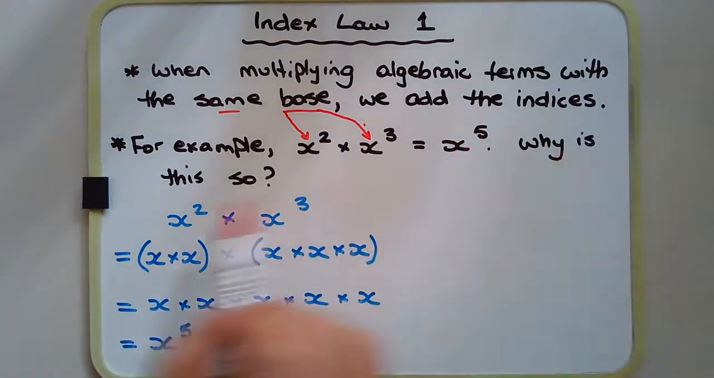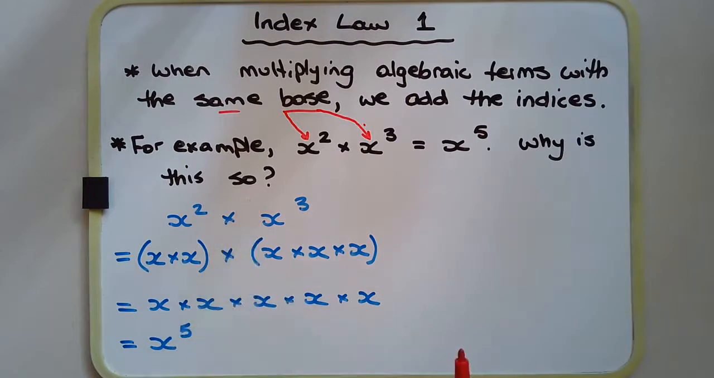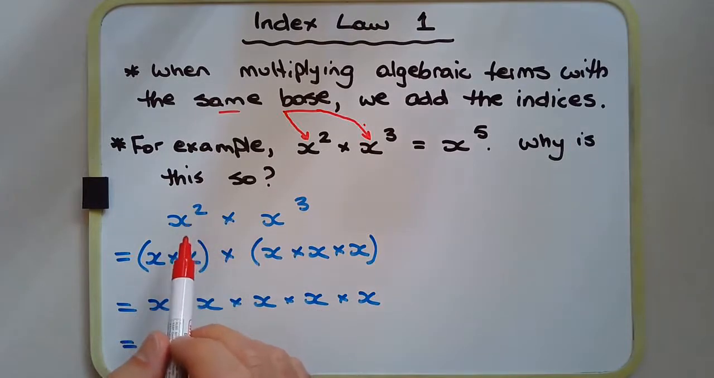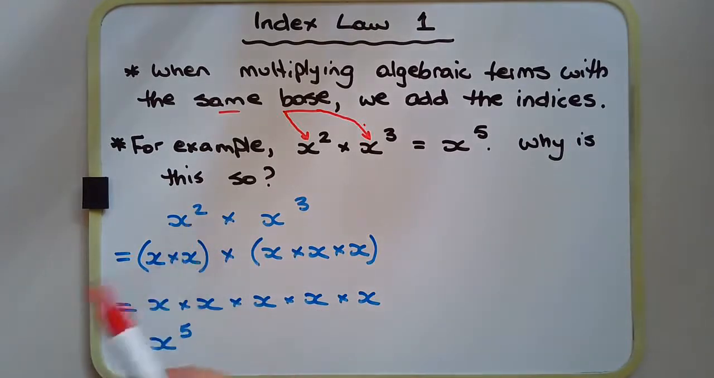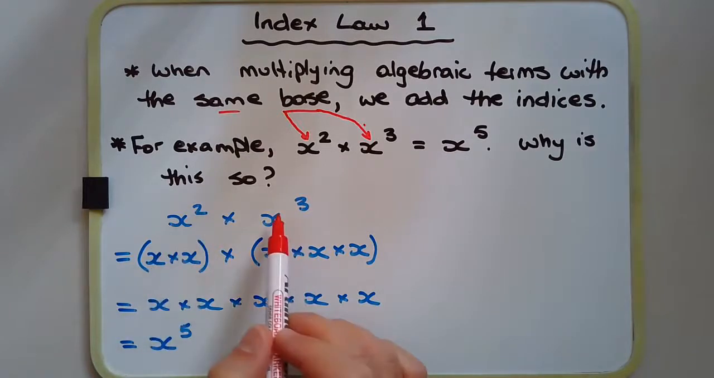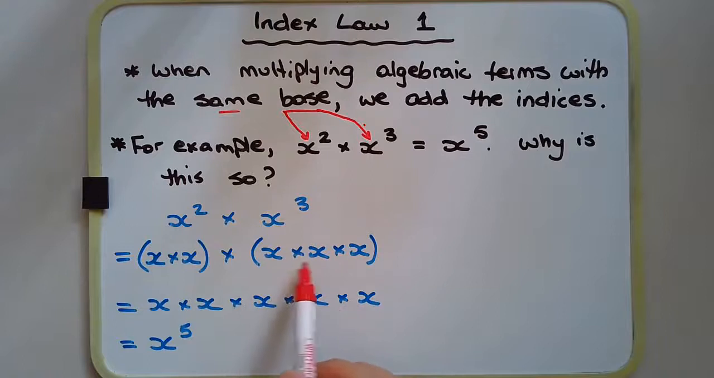So the question is, why is this so? Let's break this down. X squared times x cubed. An index really is repeated multiplication. It's just a shorthand way of writing a multiplication that multiplies the same term over and over again. So x squared is really just x times x. X cubed is x times x times x. And they're being multiplied together.